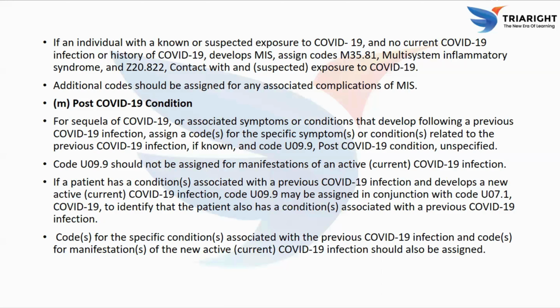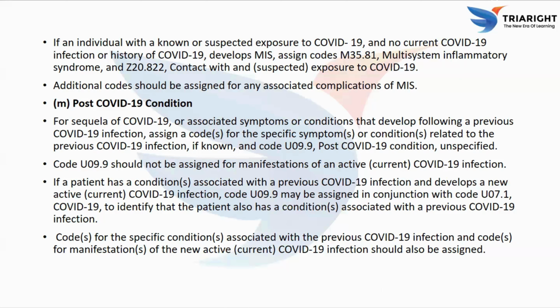Next, post-COVID-19 condition. This section deals with the conditions that occur after the person has recovered from COVID-19. So when to use U09.9, the post-COVID-19 condition unspecified? When to assign this? When a patient has sequela of COVID-19 such as fatigue, chronic cough, headache, shortness of breath, neurological issues, or MIS occurring later. So what is the coding rule?